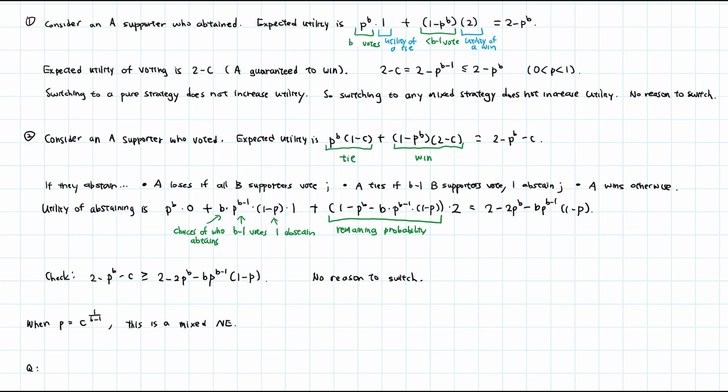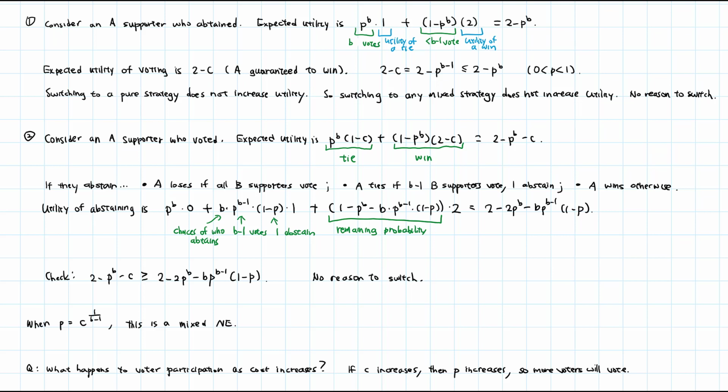So now here is a question. What happens to the voter participation as cost increases? Well, we see that P is equal to C to the 1 over B minus 1. So if C increases, then P also increases. So more voters will vote. And that is quite unintuitive, but it is the nature of this mixed Nash equilibrium.